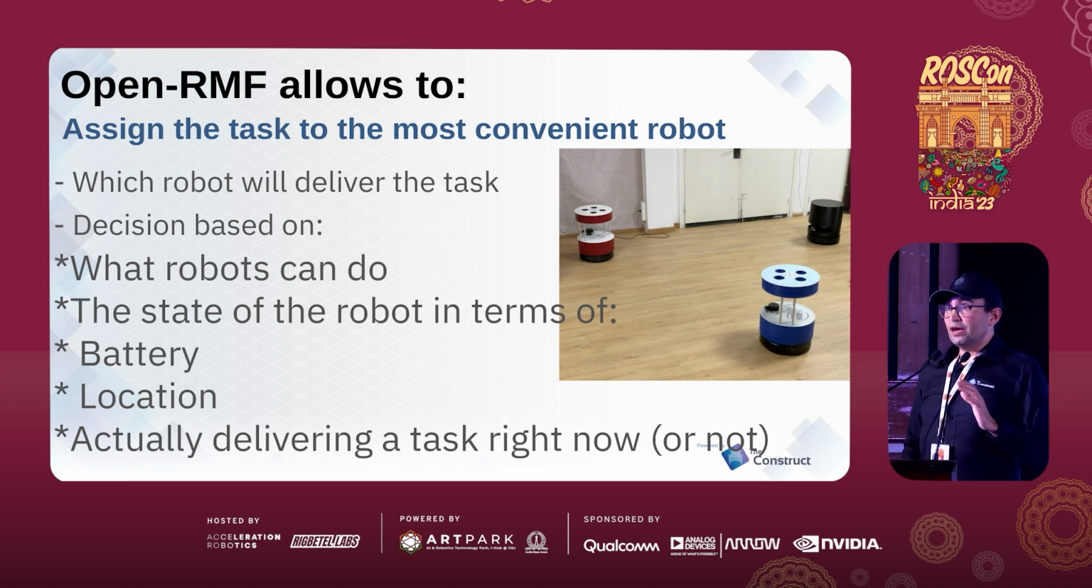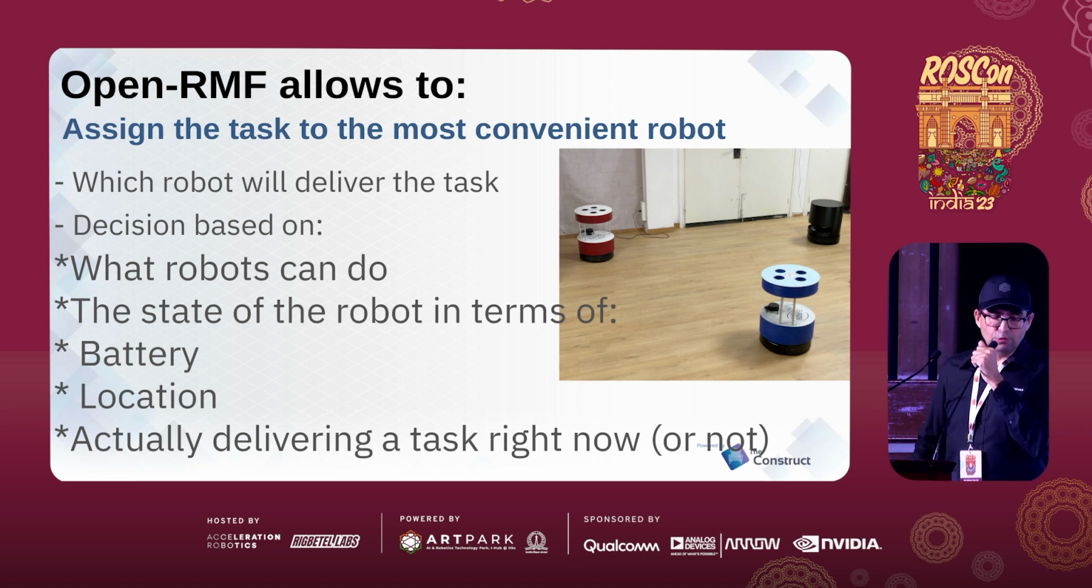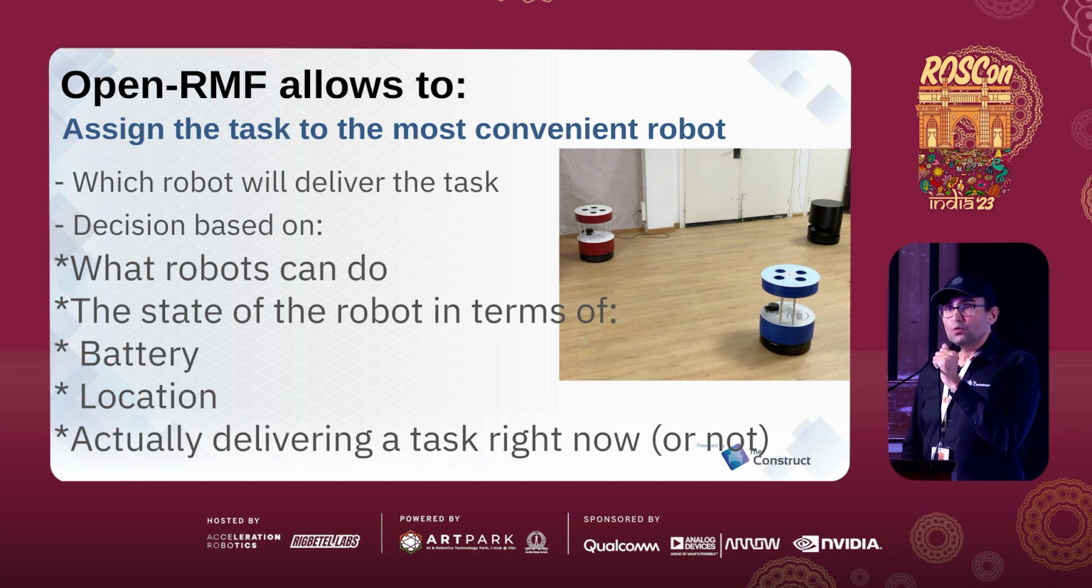Then OpenRMF allows you to assign the task to the most convenient robot. So you have, for example, these robots. We have 3 robots here, the black, the blue, and the red. Then we want to serve a coffee to a table. The 3 are free, but only the blue and the red can carry a coffee. You know, the holes on the top are for carrying a coffee. The other one, the black one, is for some other purposes.